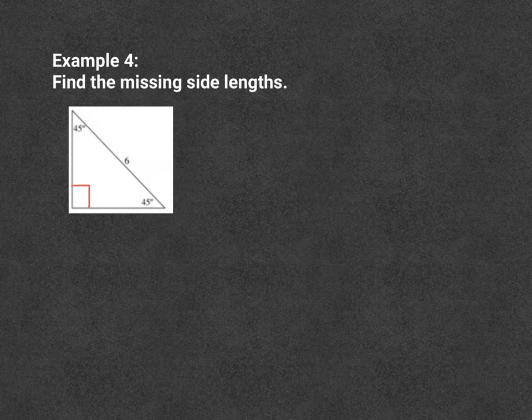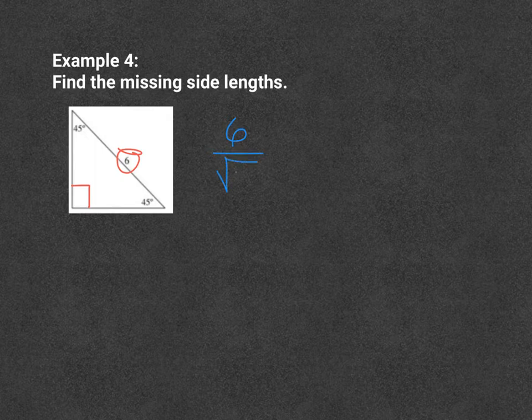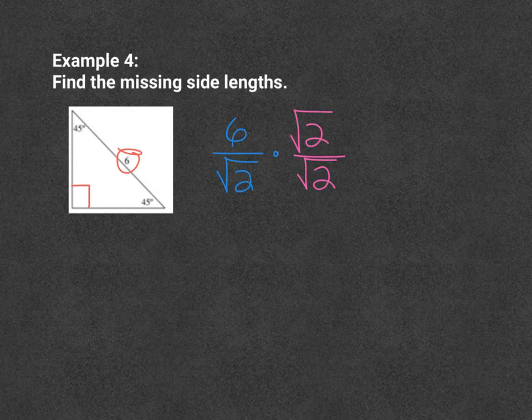Example number 4. Find the missing side lengths. So I notice that both of my legs are missing, and all I have is my hypotenuse, which is 6. So in order to go from hypotenuse to leg, we need to divide by root 2. So I'm going to take my hypotenuse, which is 6, and divide by root 2. Now we are not allowed to have radicals in the denominator. So in order to get rid of that, I'm going to multiply by root 2 in my numerator and my denominator, which just gives me 1.